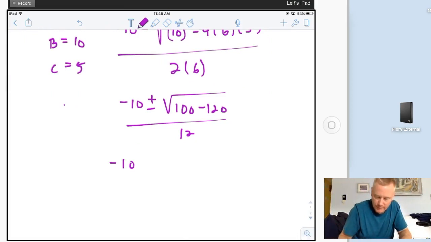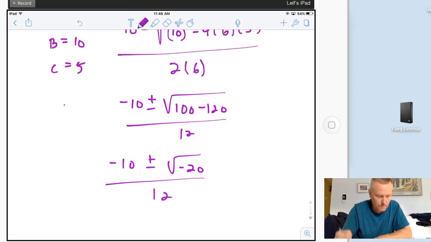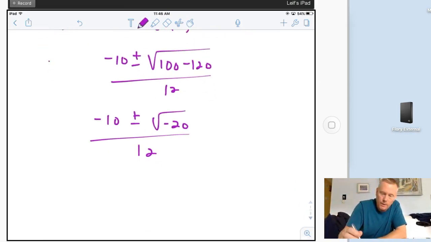So interesting thing happens here. I get the square root of negative 20. All right, so you guys learned that, we're not done there. We can do imaginary answers here with i, remembering that the square root of negative 1 is i.